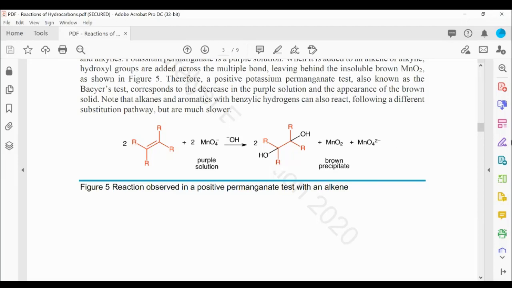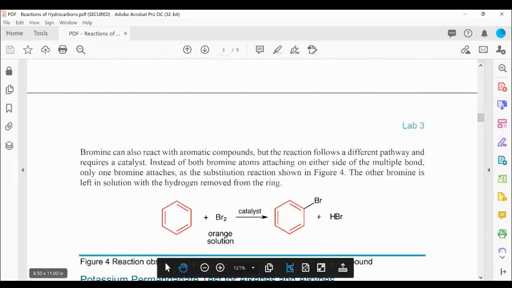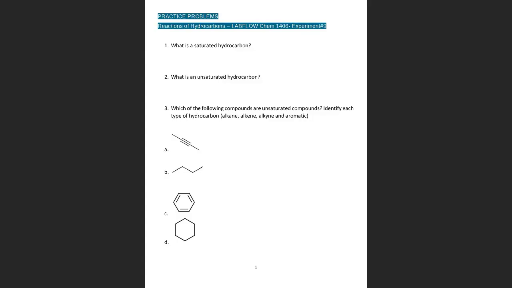So any questions so far before we go to do some practice problems? Okay, so the first question, what is a saturated hydrocarbon?